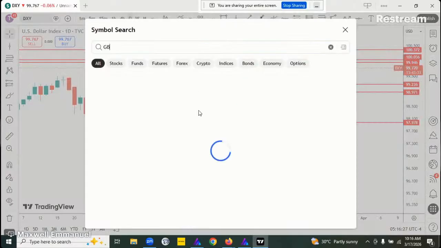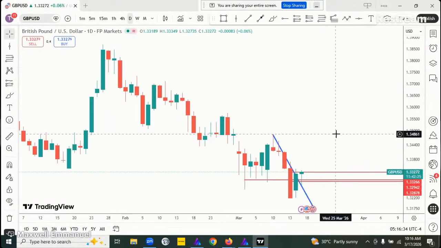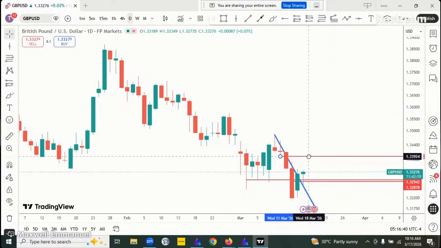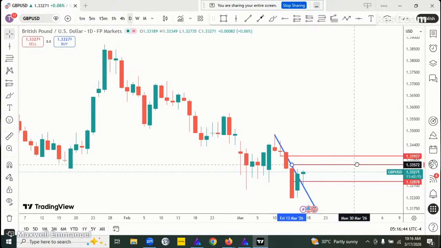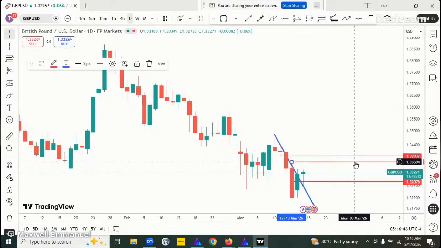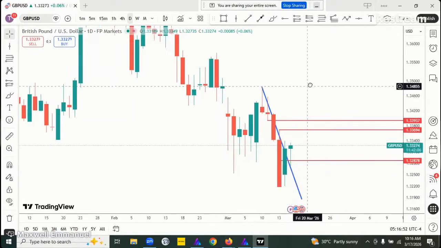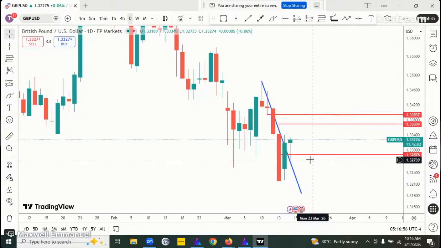Let's see GBP USD. This is GBP USD. We should be looking for buys. Okay, I would expect reversal on GBP USD at this fair value gap. And see this fair value gap. We should expect GBP USD to come fill this fair value gap. That is my take on GBP USD. GBP USD should fill this fair value gap before going bearish.